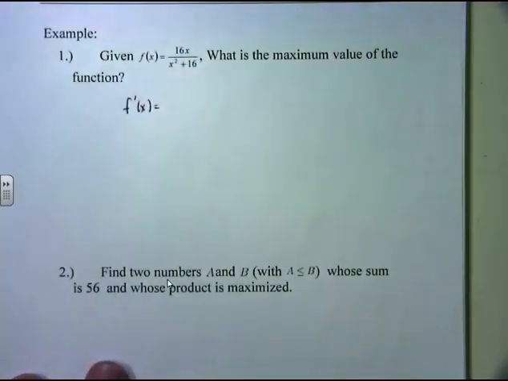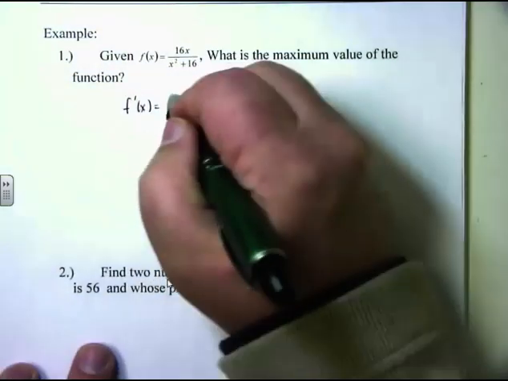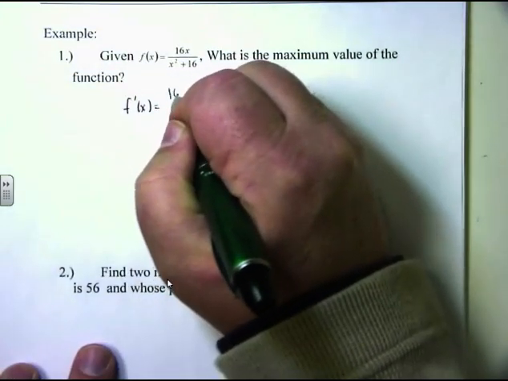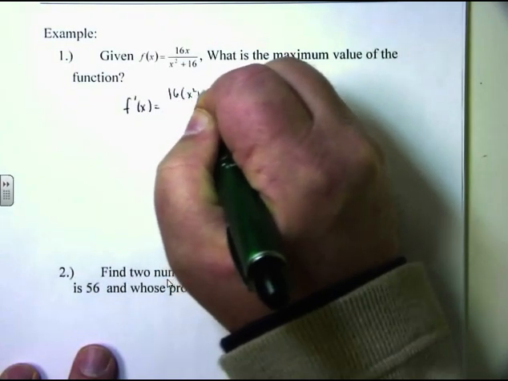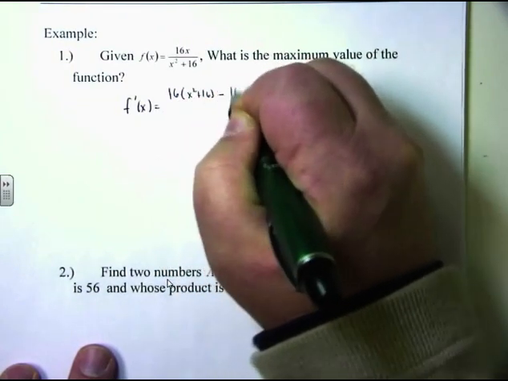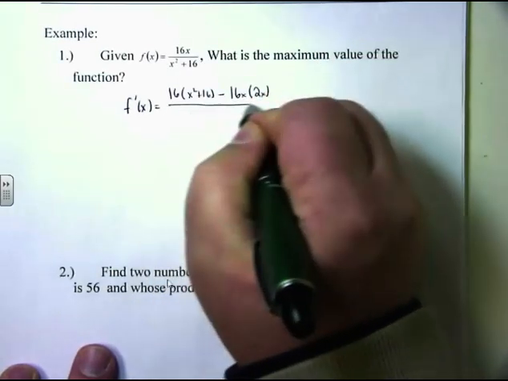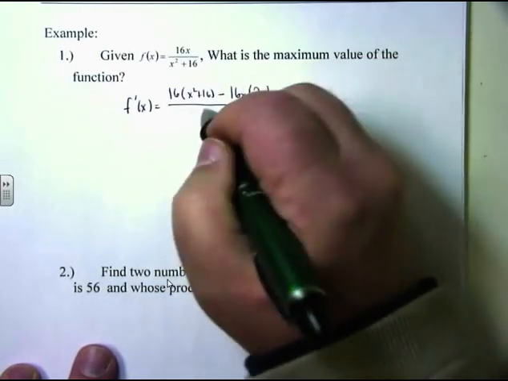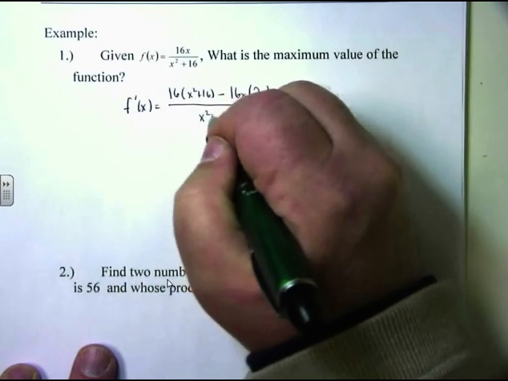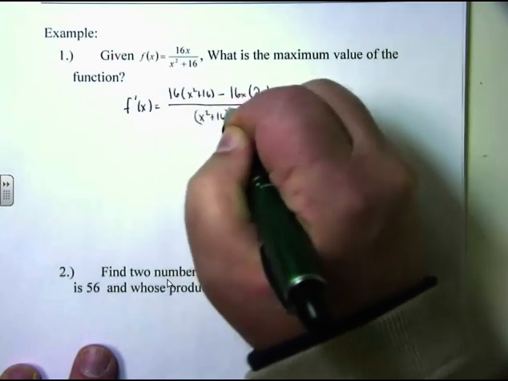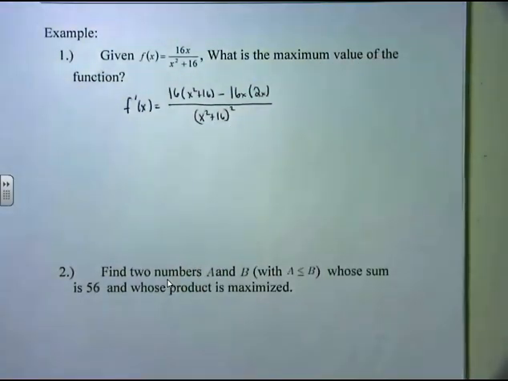How do I take the derivative of this guy? Well, I got 16x divided by x squared plus 16. I'm clearly going to use the quotient rule. Quotient rule: derivative of the top, 16, times the bottom, x squared plus 16, minus the top, 16x, times derivative of the bottom, 2x, all over the bottom squared, x squared plus 16 squared. Okay?